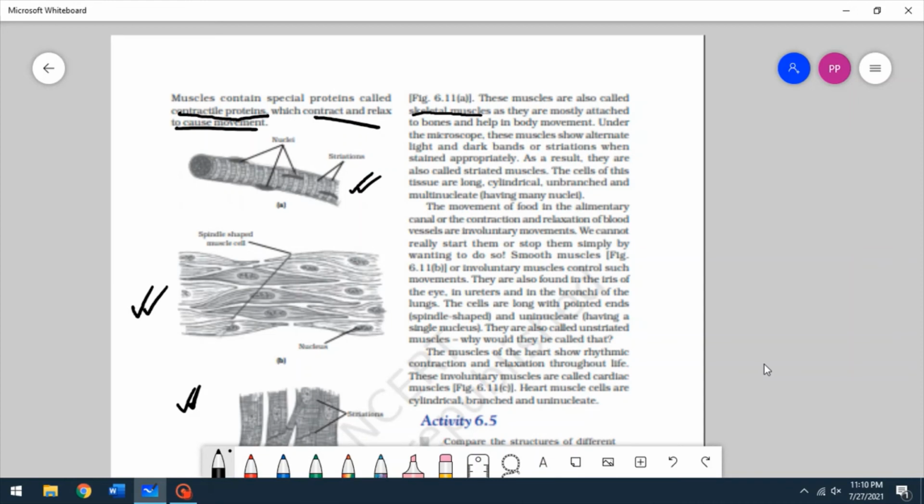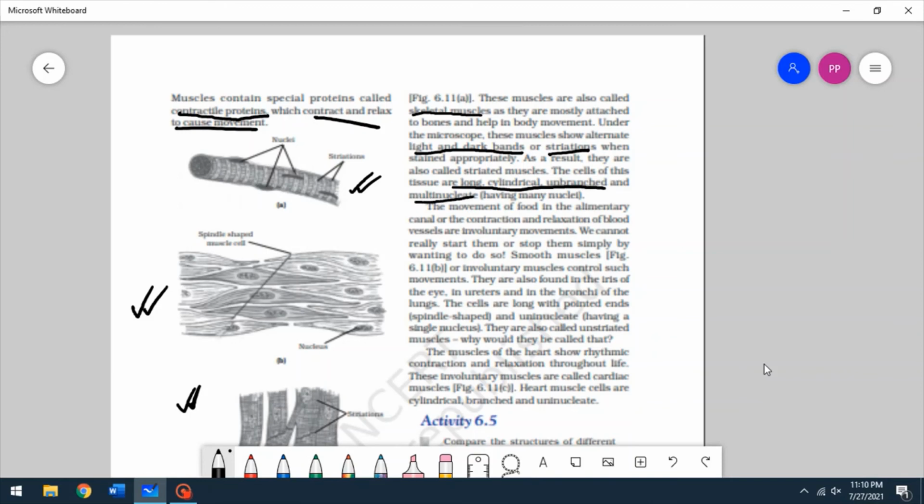So the cells of striated tissues have light and dark bands or striations when they're stained appropriately. That's why they're called striated. The cells of these tissues are long, cylindrical, unbranched, and multinucleate.